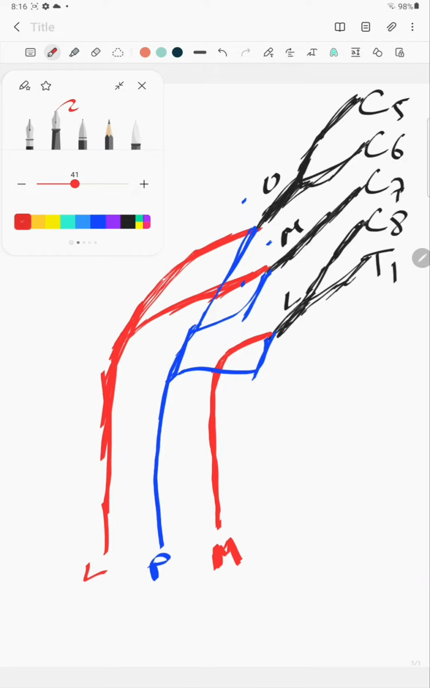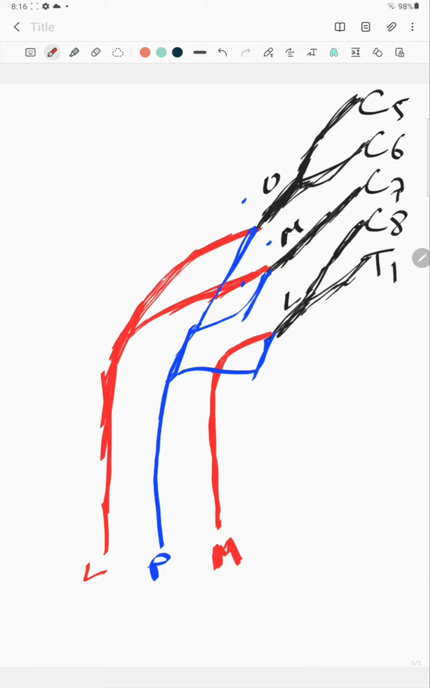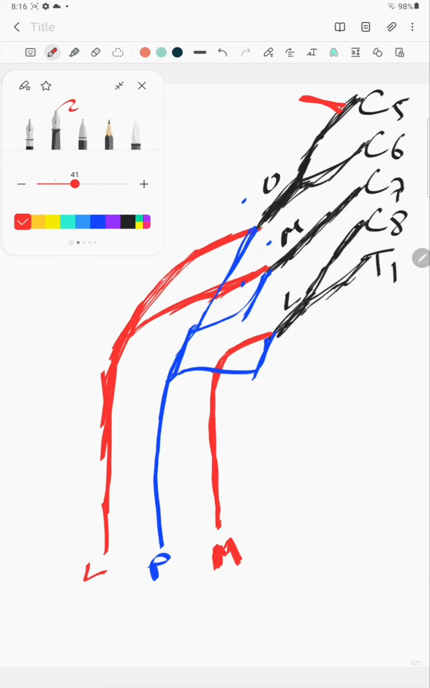Now let's see branches of the brachial plexus. So from the root there are two important branches. One is the dorsal scapular nerve. It arises from the C5 root. Another one is the long thoracic nerve.